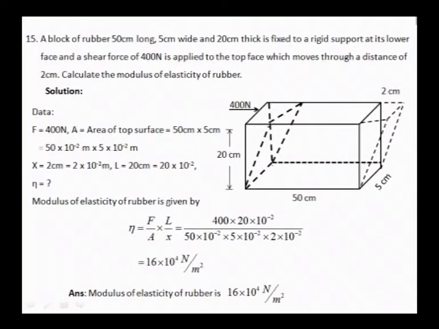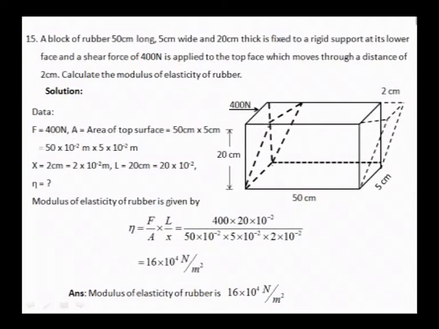Width of the block W is equal to 20 centimeter or 20 into 10 to the power of minus 2 meter.